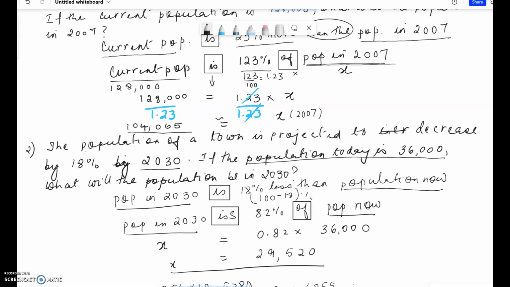So notice the difference between these two types of problems, but if we use this method where we set up a sentence that precisely describes the given problem, then it's easier to set up the equation and solve the problem, solve for the unknown.